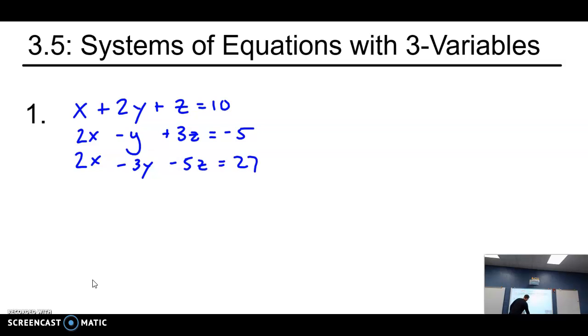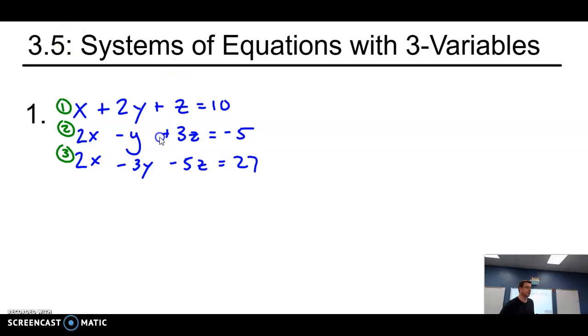Before we get started, I like to number these equations 1, 2, and 3, and I put a circle around them, okay? You put a circle around them because then they're not actually part of your work, you're just numbering them. So what we need to do is find either x, y, or z and eliminate it from each equation. I'm going to pick 2 of the 3 equations and eliminate a variable.